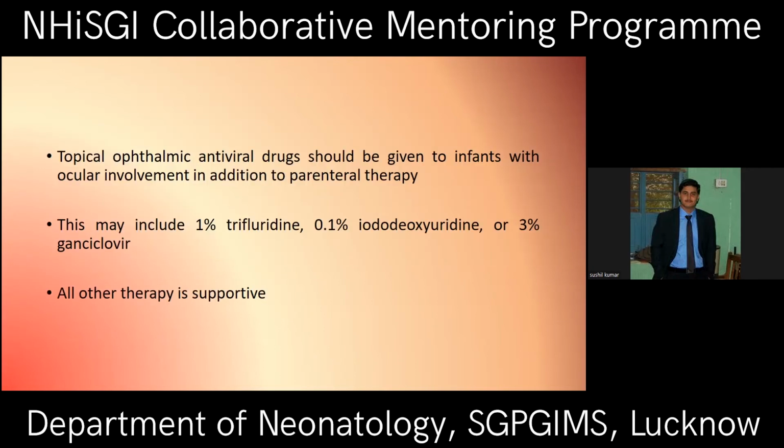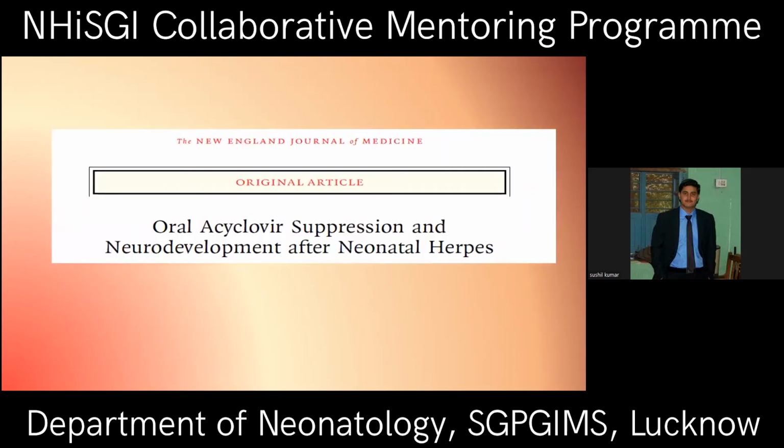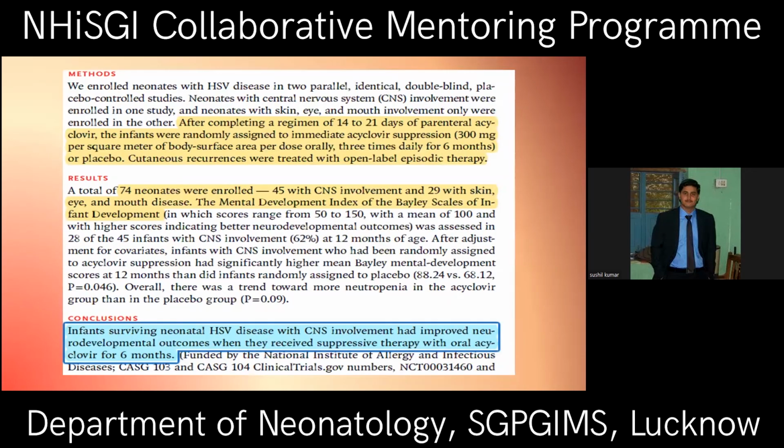Once after completing a course of acyclovir therapy, that is a recommended duration of treatment of 21 days in disseminated or CNS infection and 14 days in SEM disease, this should be followed by oral acyclovir therapy for a period of 6 months. This was the study published in NEJM, in which they studied the effect of oral acyclovir therapy for a period of 6 months after completing the standard regimen in SEM and disseminated disease.